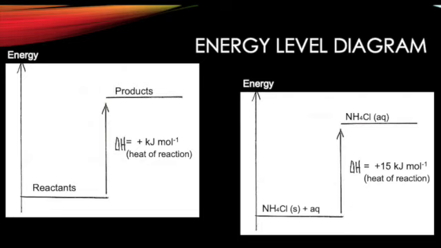As you can see here, the energy content of the reactants is lower than the energy content of the products. And the delta H, which is the heat of reaction for endothermic reaction, must carry a positive charge, indicates heat is absorbed from surrounding. The example that I'm using here is dissolving ammonium chloride powder in water.